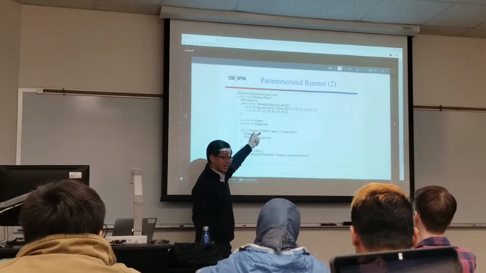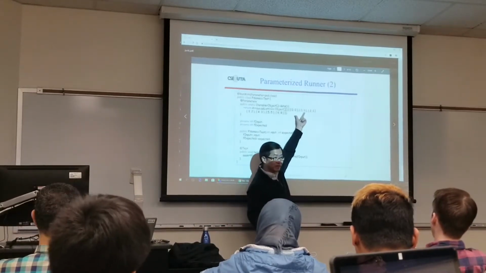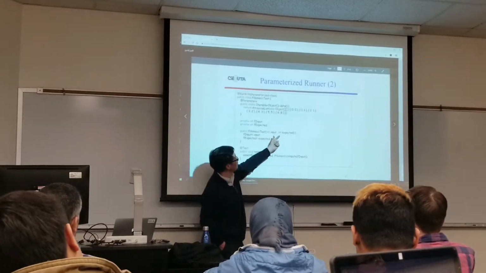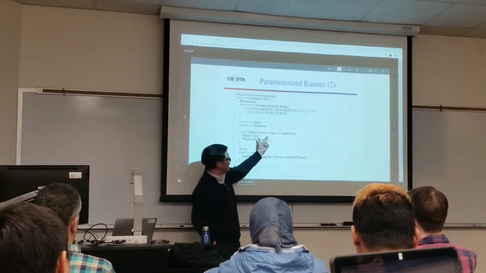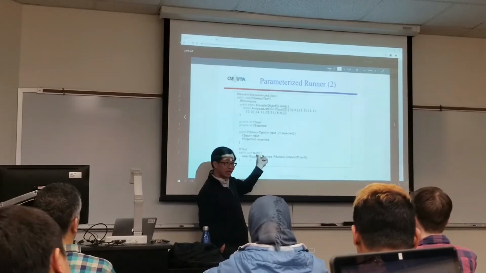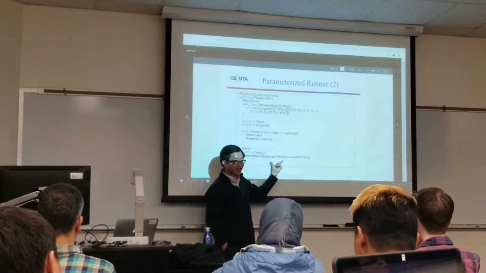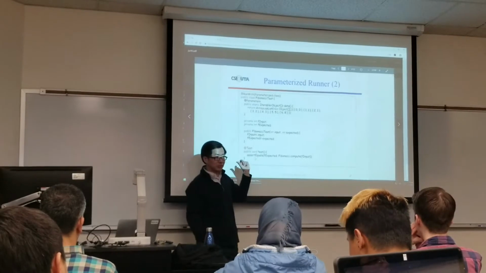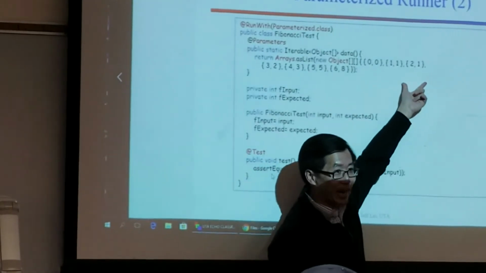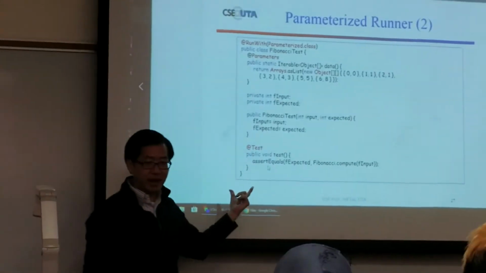Then JUnit is going to take the second pair in this array to create a new instance of the test class, which would be 1, 1. After you create this instance, JUnit is going to execute this method again with these two parameters, and it's going to check whether the expected output is the same as the actual output. After that, JUnit is going to do another one. It's going to create a new instance with 2, 1, and execute this test method.